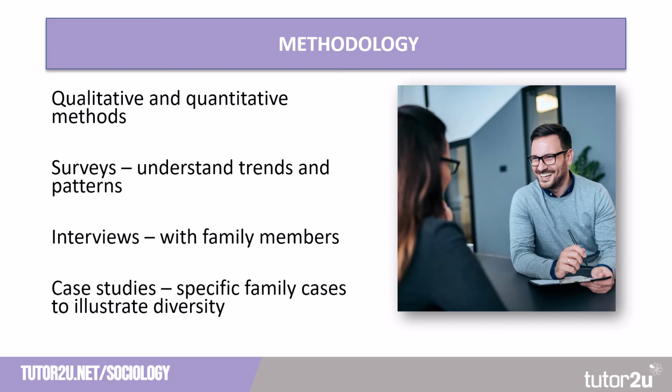The Rapoports used a combination of qualitative and quantitative methods to gather comprehensive data on British families. Their research includes surveys. They conducted large-scale surveys to collect data from a wide range of families. This helped them understand general trends and patterns in family structures and roles. They also carried out in-depth interviews with family members to gain detailed insights into their experiences, attitudes and behaviours. And they analysed specific family cases to illustrate the diversity of family forms and the different ways that families adapted to social changes.